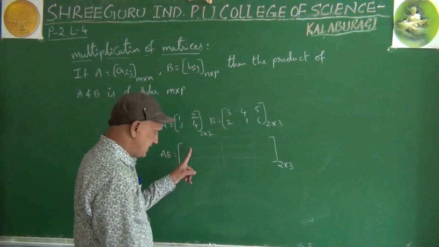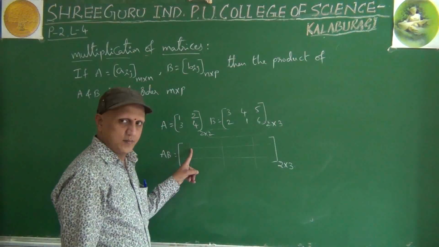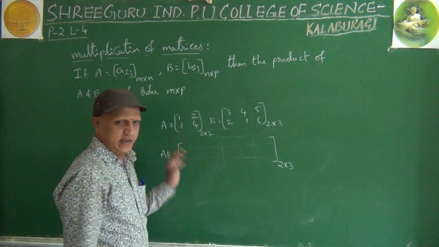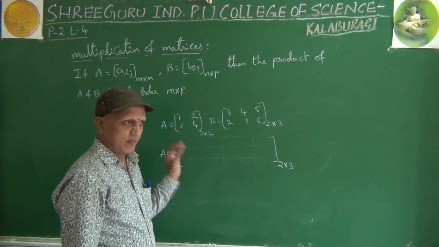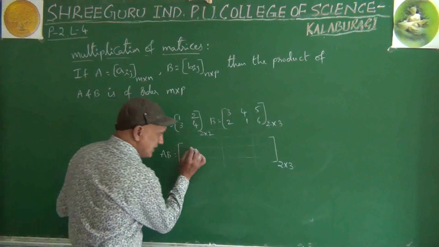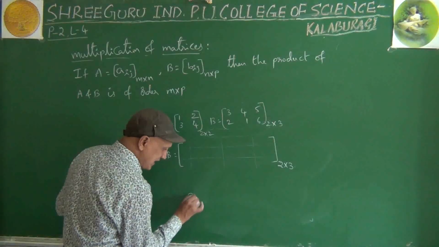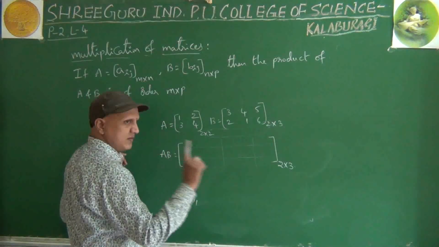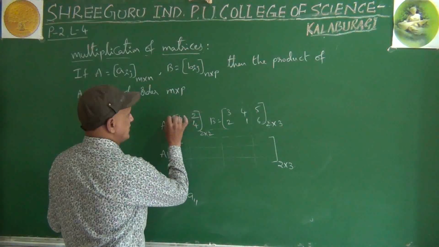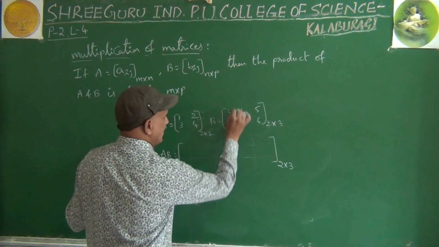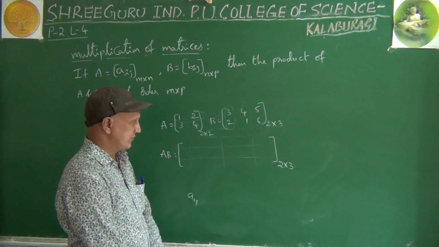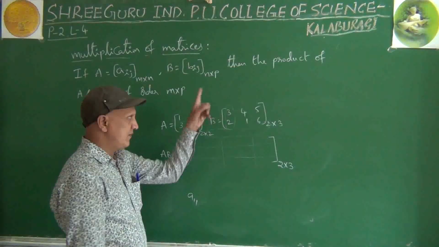Okay now? This is first row, first column. I'm explaining a trick here how to multiply in a simple way. This is first row, first column. A11. First row, first column.